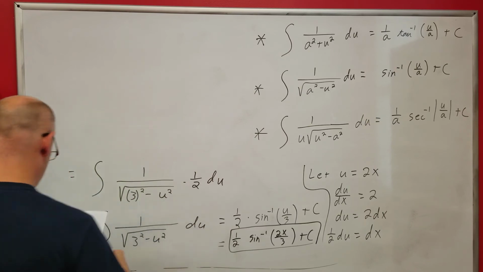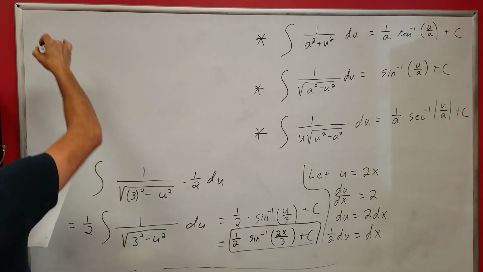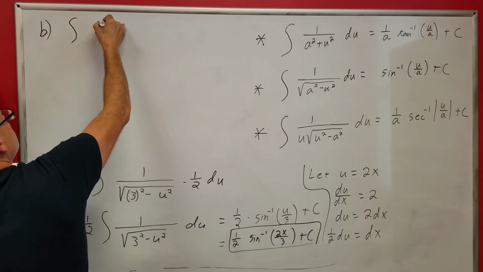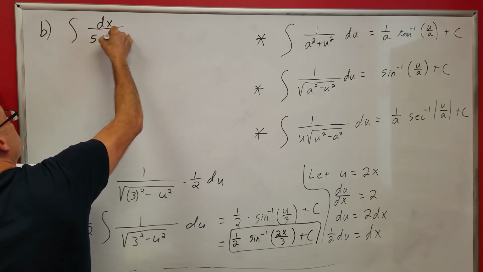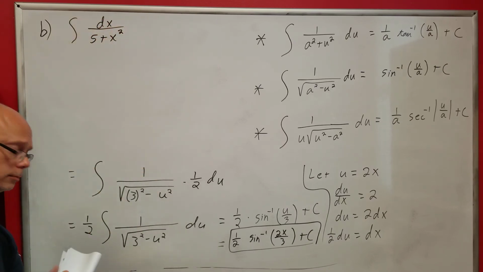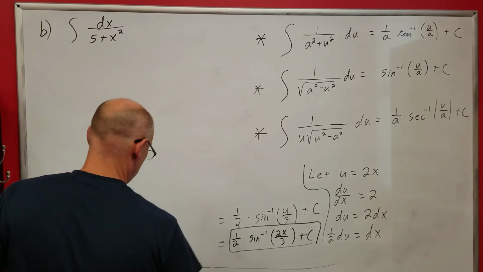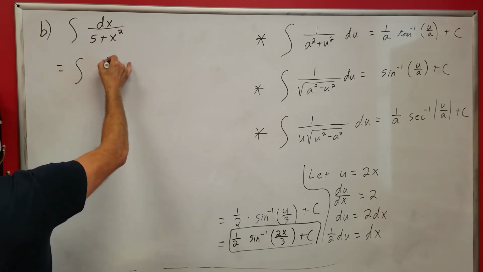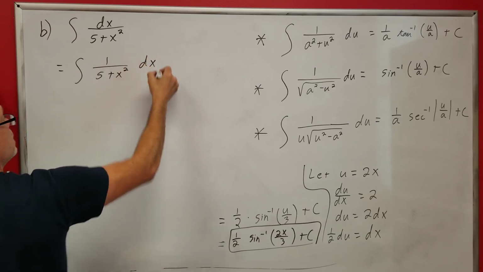Part B. Then we're finally to the end of this section. Oh yes, we're so happy. B, what if we have the integral of dx over 5 plus x squared, okay? We want to integrate this. First thing I like to do is pull this dx to the outside. 1 over 5 plus x squared dx.